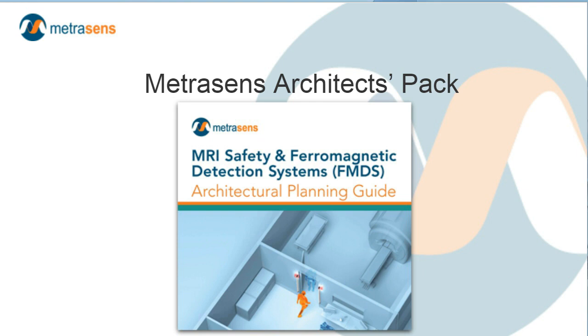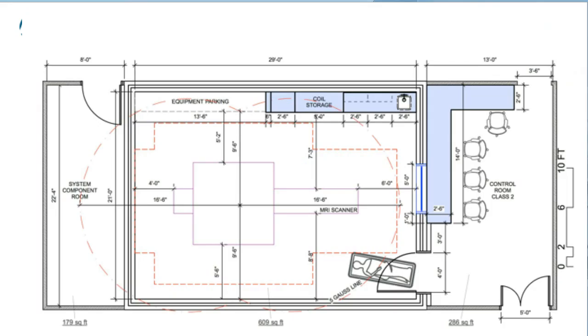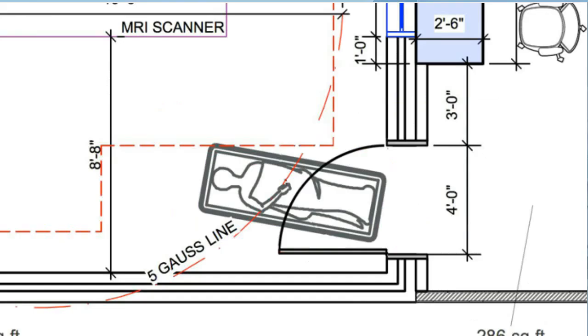So here, let's take a floor plan of a prototypical MRI suite. System component room, equipment room on the left, the MRI scanner room in the middle, and the control room on the right. Here you see we have entry from the control room into the scanner room. But the ferromagnetic detection system at the doorway, let's zoom in on that doorway and get a closer look. Here we see the zoomed in view of the door from the control room on the right into the magnet room on the left.